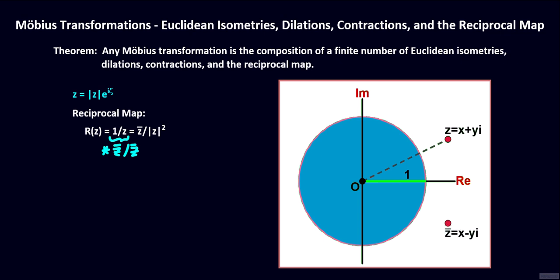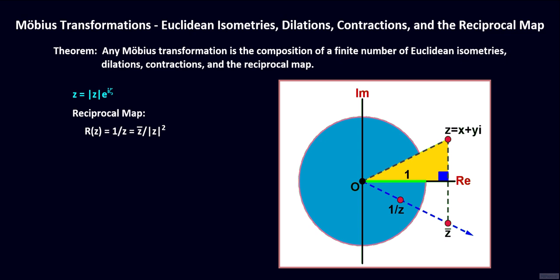The conjugate of z, which is x minus y times i, is the reflection of z across the x-axis or the real axis. Divide the conjugate by the square of the absolute value of z and we get a point that is on the ray through the conjugate with the origin as the initial point.